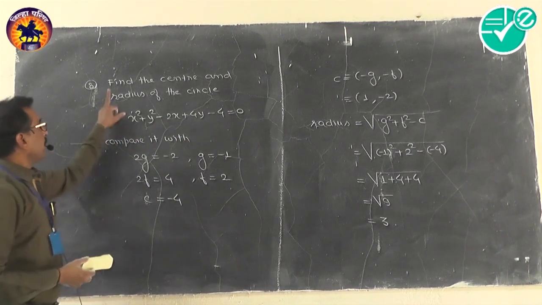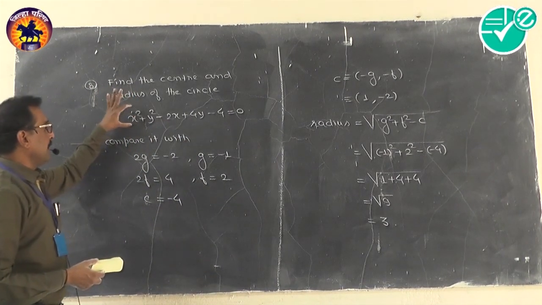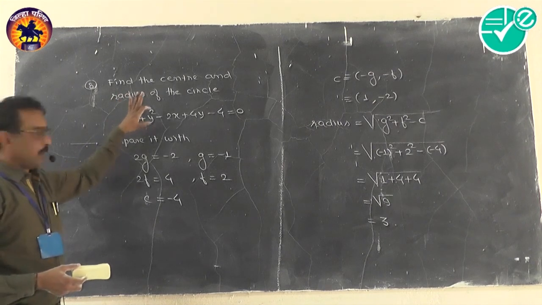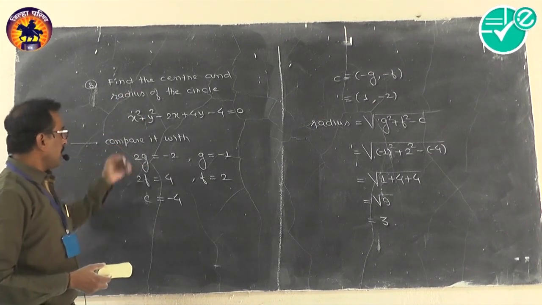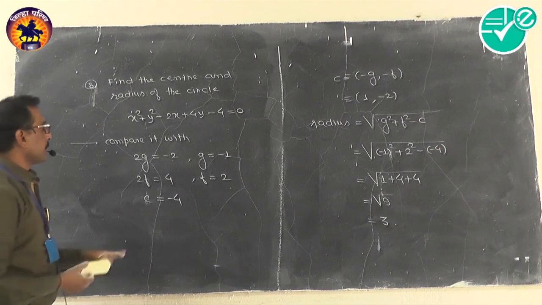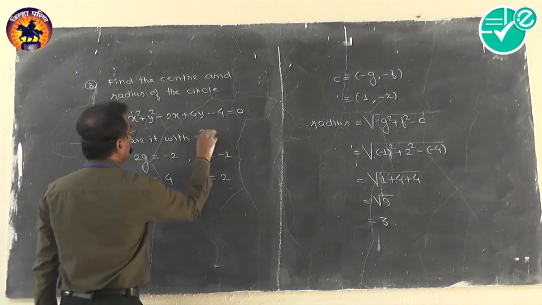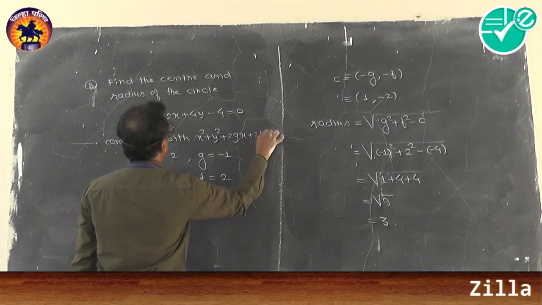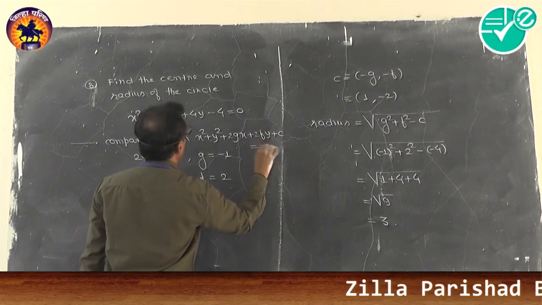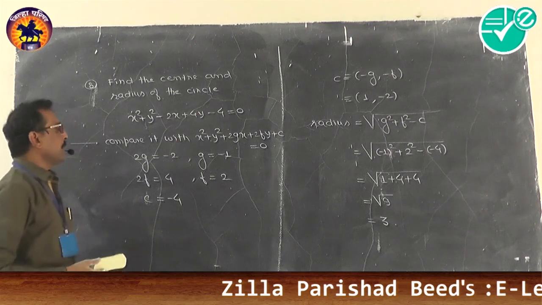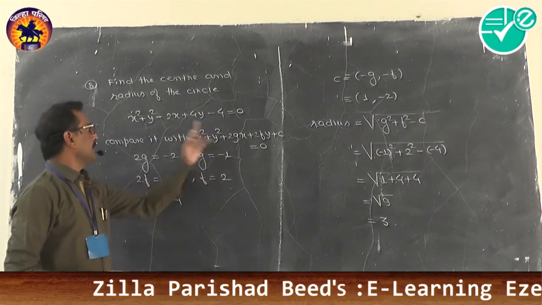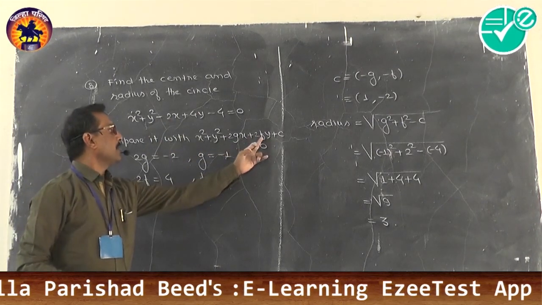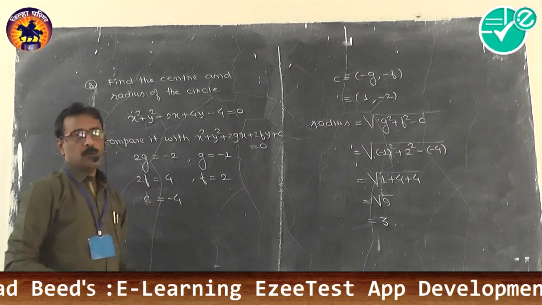The question is, find the center and radius of this circle. Firstly, compare the given equation of the circle with the general form, x square plus y square plus 2gx plus 2fy plus c is equal to 0. If we compare, we are having 2gx as minus 2, so 2g is minus 2, 2f is 4, and c is equal to minus 4.